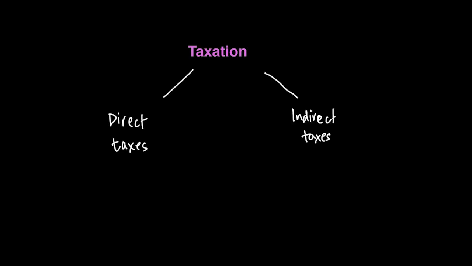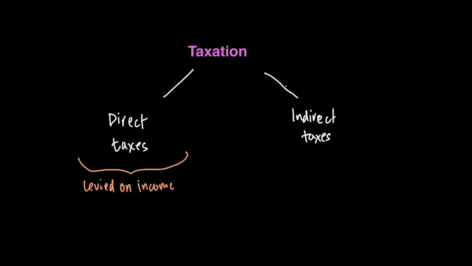When we look at sources of government revenue, taxation is the main source of revenue for a government, and taxation could be both direct taxes and indirect taxes. Direct taxes are basically those levied on the incomes of individuals and firms, and may include taxes on inheritance, taxes on income, or corporation tax, and so on.